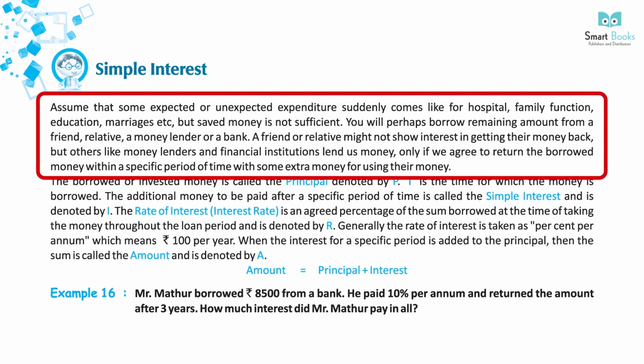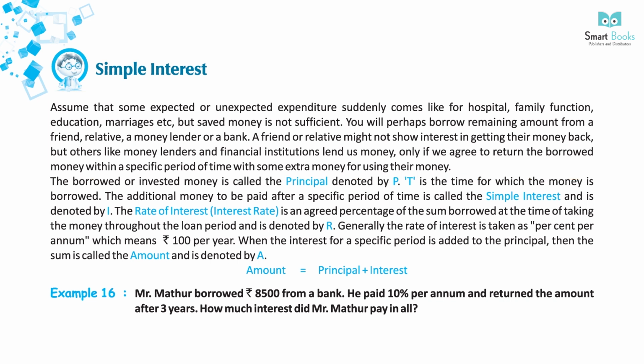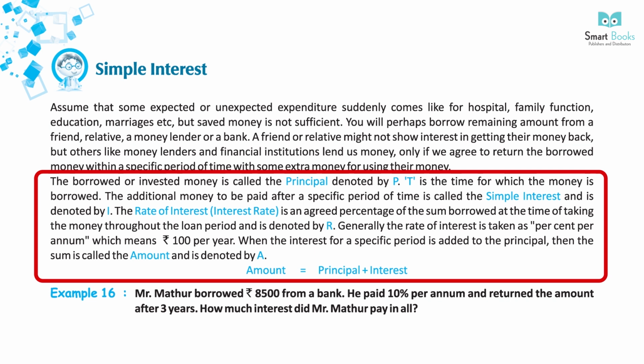A friend or relative might not show interest in getting their money back, but others like money lenders and financial institutions lend us money only if we agree to return the borrowed money within a specific period of time with some extra money for using their money. The borrowed or invested money is called the principal, denoted by P. T is the time for which the money is borrowed.